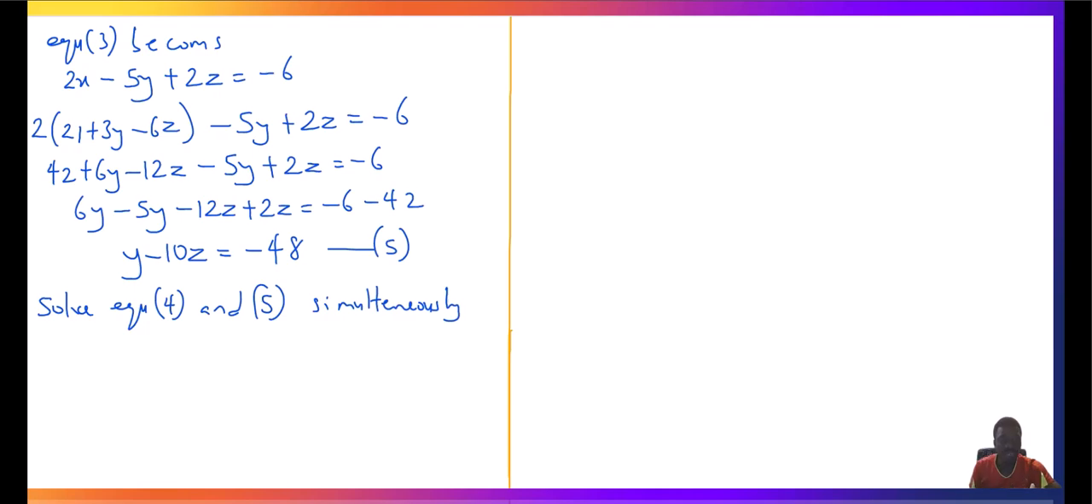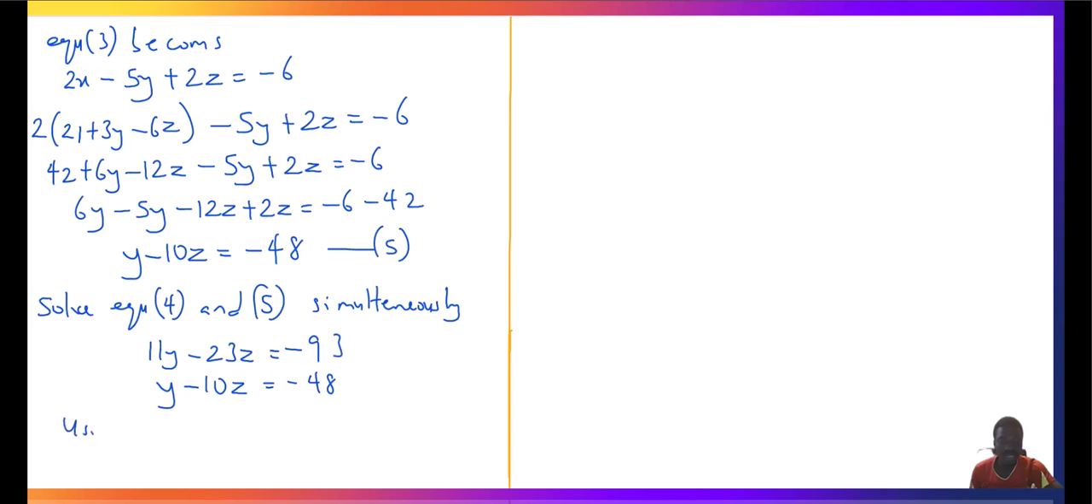So what is equation 4? We have 11y minus 23z is equals to negative 93. And for equation 5, we have y minus 10z is equals to negative 48. Remember, we are working with substitution method, so I won't want to dive straight into using what we call elimination method. So let's still break down y minus 10z.